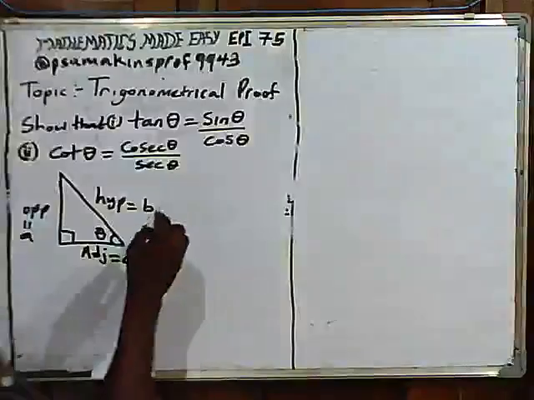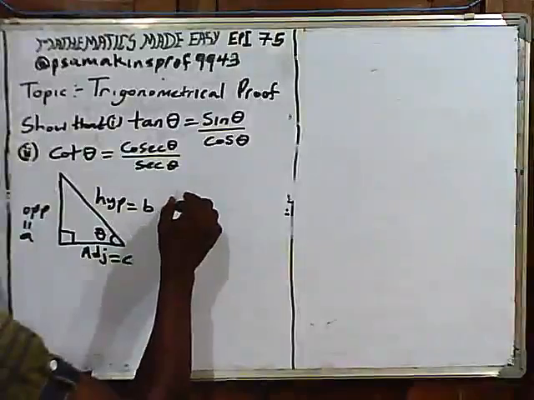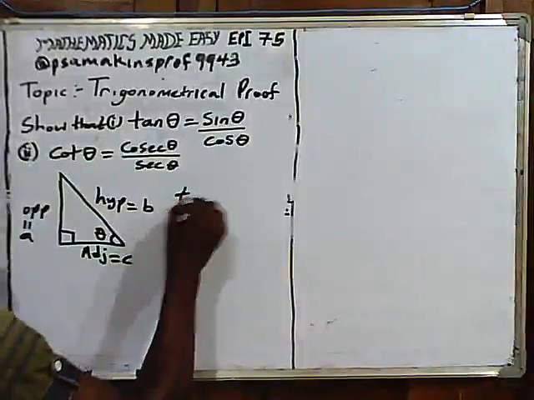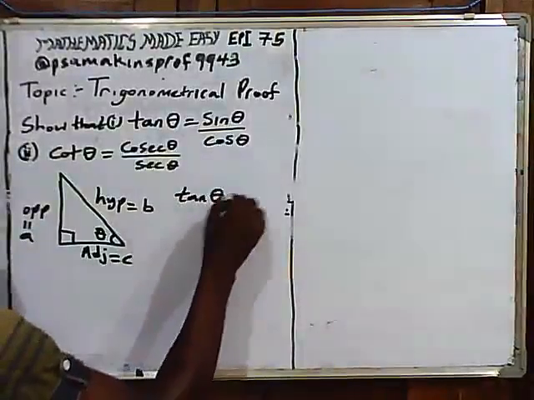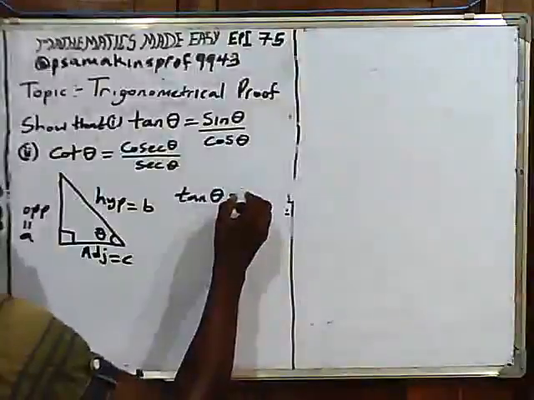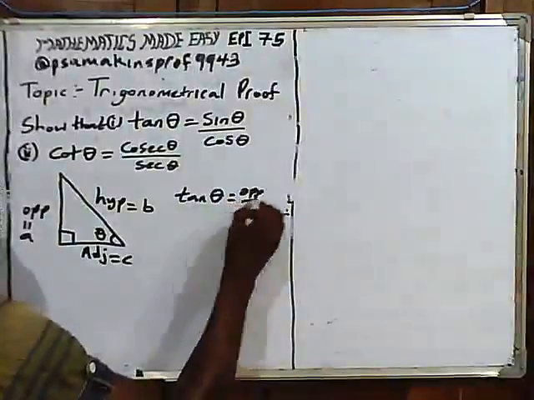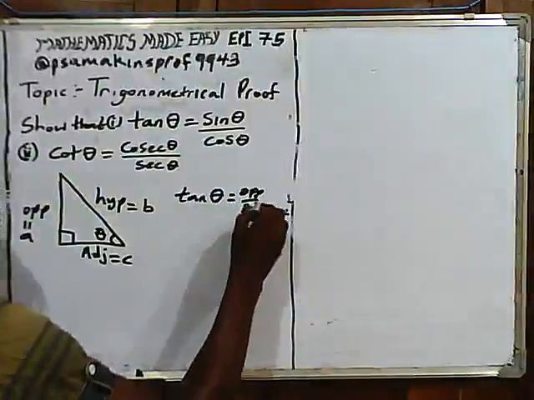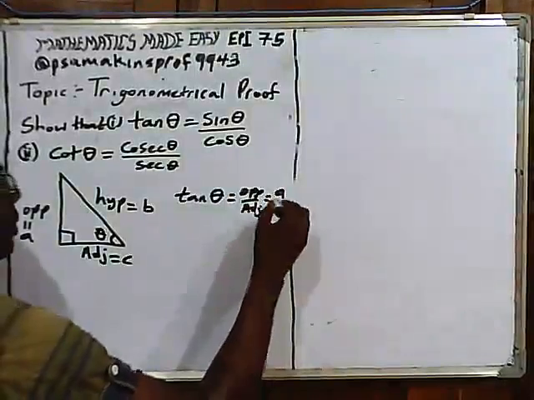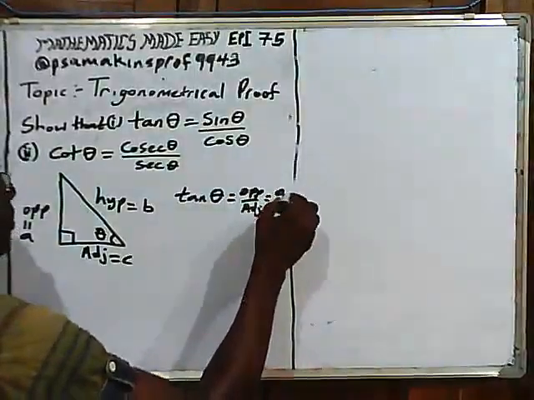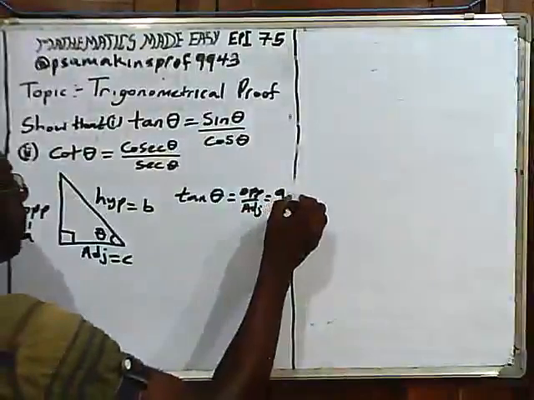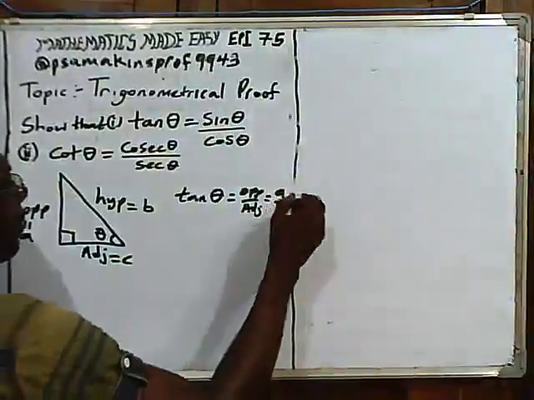So from our previous episode, we say TOA, that is tan theta, TOA, that is opposite over adjacent. And what is the opposite over adjacent? A over C. Let's keep it in memory location 1.